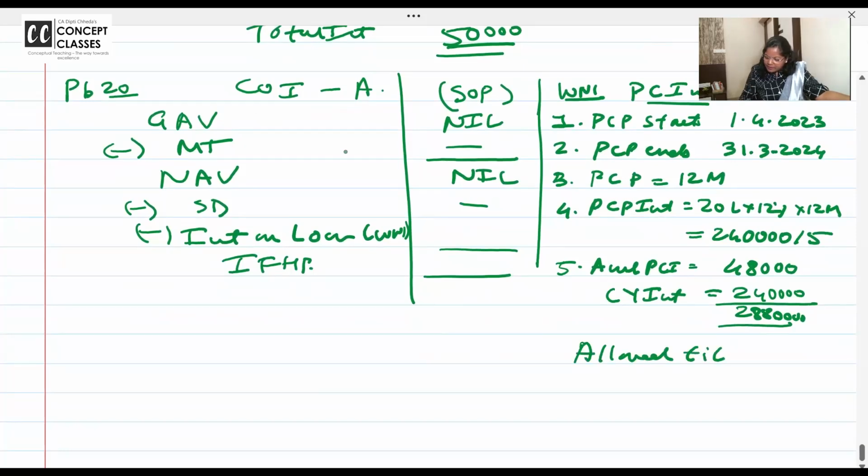allowed till 2 lakhs. Why 2 lakh? Because it's a self-occupied property. So current year's interest and pre-construction interest, that too for a self-occupied property, will be allowed up to 2 lakhs.